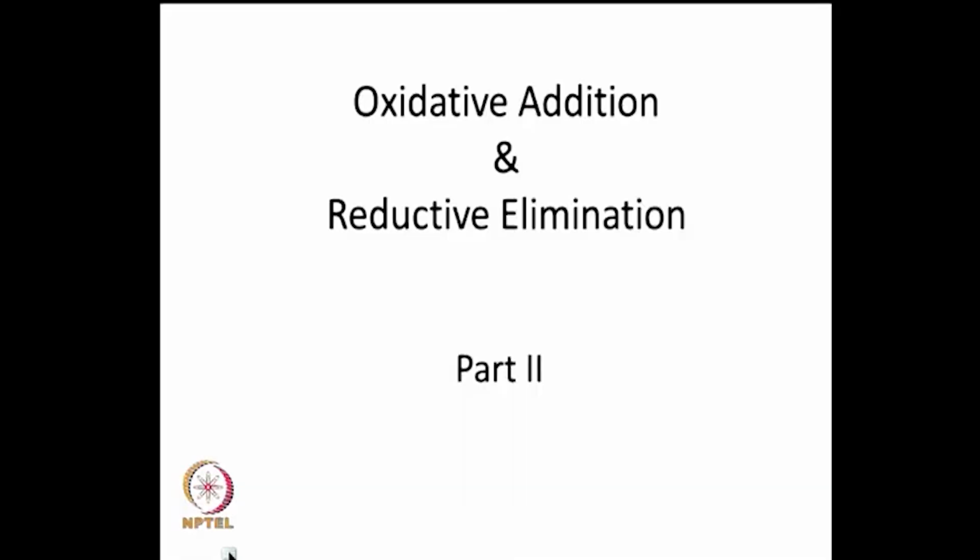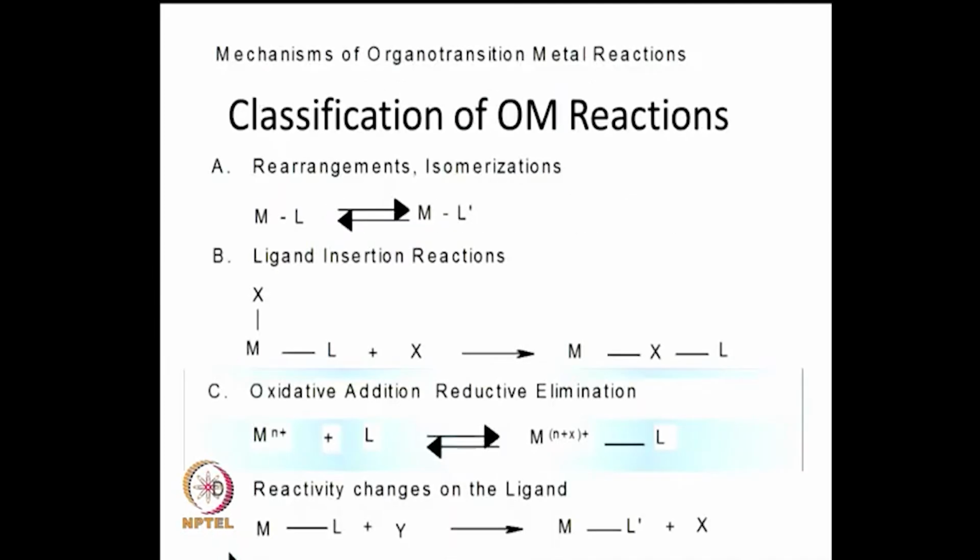Oxidative addition and reductive elimination are two key reactions in organometallic chemistry, especially in transition metal organometallic chemistry. This plays a very important role, and so it is important that we spend some time understanding the conditions under which oxidative addition occurs and how we can have reductive elimination in a catalytic cycle. So, this is the second part of the description of oxidative addition and reductive elimination. We continue where we left off in the previous lecture.